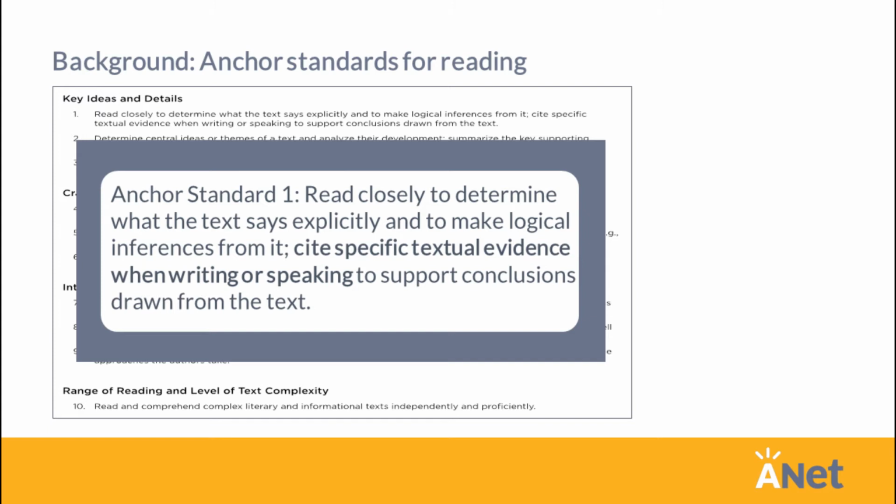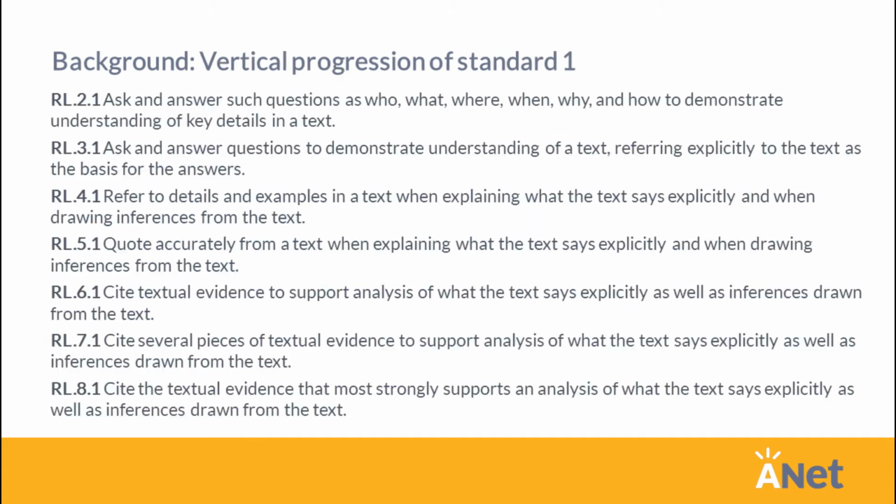The authors of the Common Core standards didn't stop here, though. We also have helpful vertical progressions that outline what students need to know and be able to do at every grade level for Anchor Standard 1. On your screen, you're seeing the vertical progression for Reading Standard 1 for literature. Pause your screencast now to read through this vertical progression to see how the expectations for students evolve over time and consider, how does text-dependent questioning connect with Standard 1?